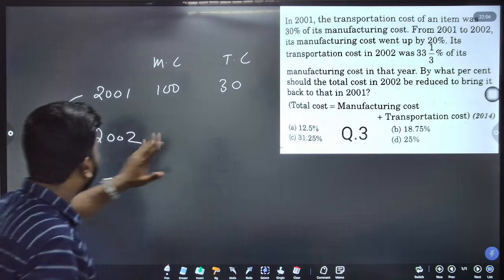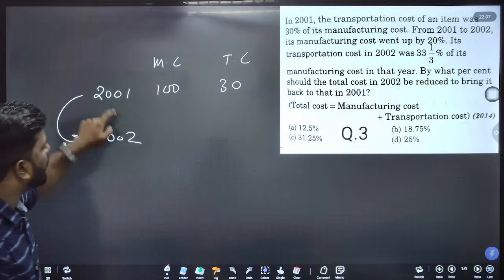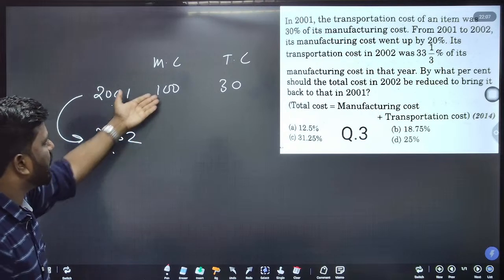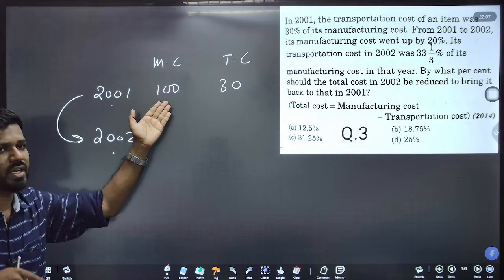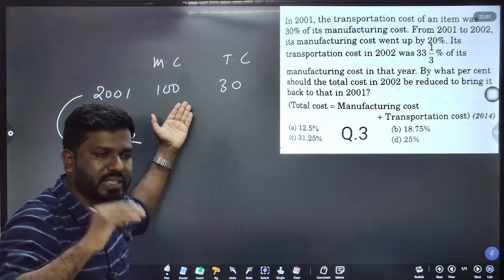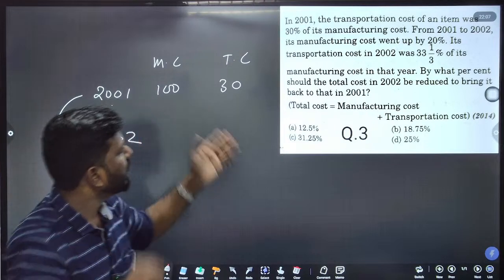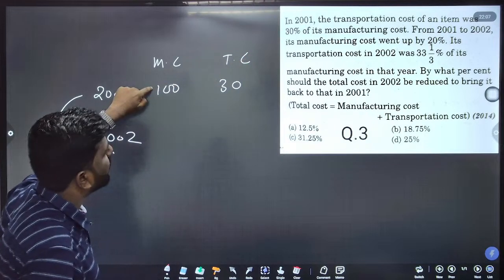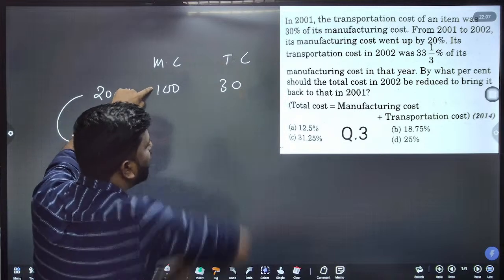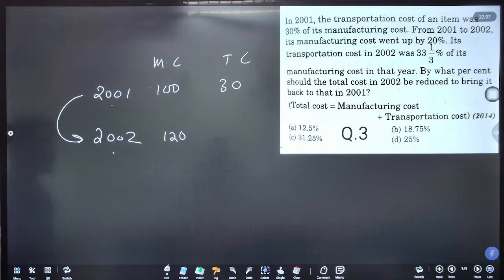All right, okay. So manufacturing cost जो है आपका 20% से बढ़ा 2001 से 2002 में. Now in the concept of percentage, if something increases by 20%, we say that it is actually 120% of the original cost, right? So original cost क्या था मेरा 100 and 20% से बढ़ गया manufacturing cost, so this will be 120, right?